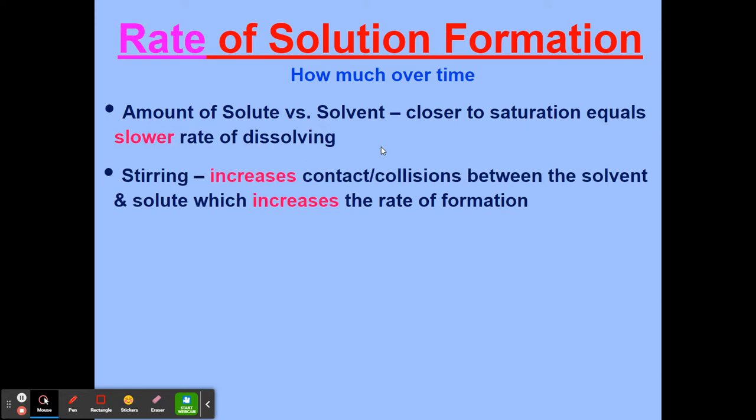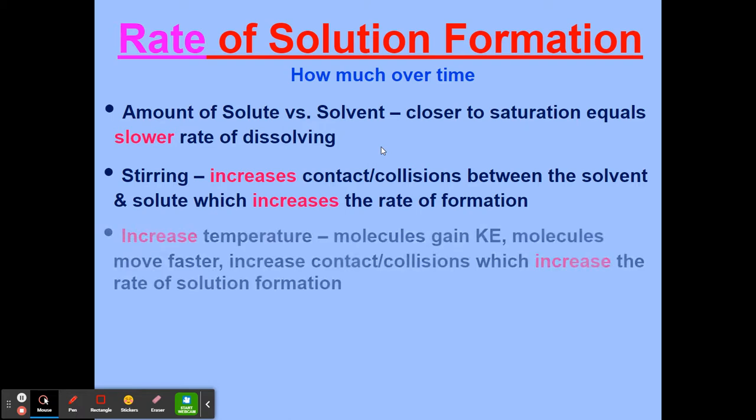You can increase the solution formation rate by stirring. That's going to increase the collisions between the solute and solvent particles, which is going to increase how fast it will dissolve. Stirring does not have an impact on how much will dissolve, though. It only increases how quickly it will dissolve. Increasing the temperature will allow the collisions between the solute and solvent particles to occur quicker, which will increase the solution formation rate. It will also increase how much can dissolve too. So that's one of those that goes both ways.